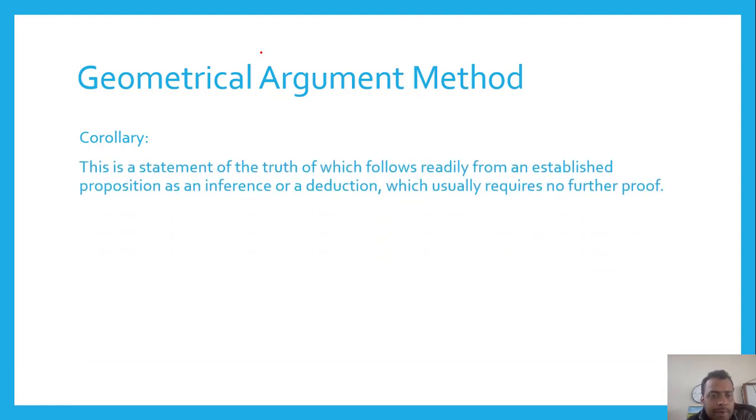Corollary is a statement the truth of which follows readily from an established proposition as an inference or deduction, which usually requires no further proof. That is, sometimes when we prove some theorem, we get some other conclusions that we can make readily from the proof of the theorem. We don't have to give another proof to justify this conclusion. These kinds of conclusions are called corollary.